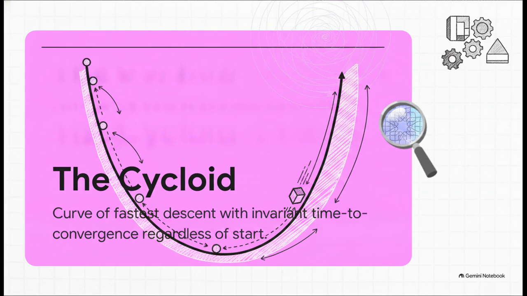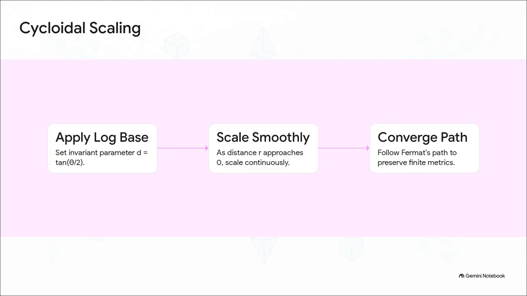In this framework, photons naturally follow this curve because it represents pure geometric efficiency. The straight line is simply the geometric limit of the cycloid as its radius approaches infinity. So photons are out there executing pure geometry, not some unhalted floating point drift. Mathematically, this happens in three clear steps. Step 1 introduces an invariant decay parameter, d, which is identically equal to the half-angle tangent, tan theta over 2.